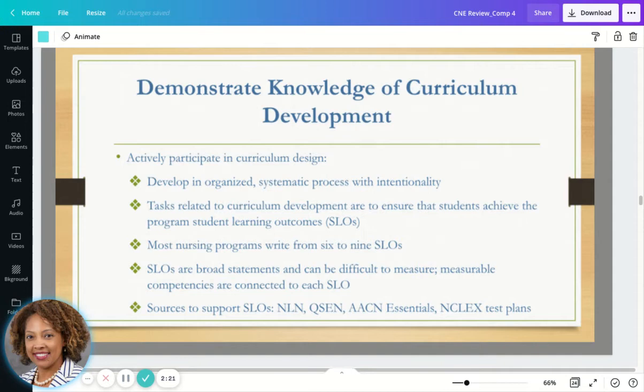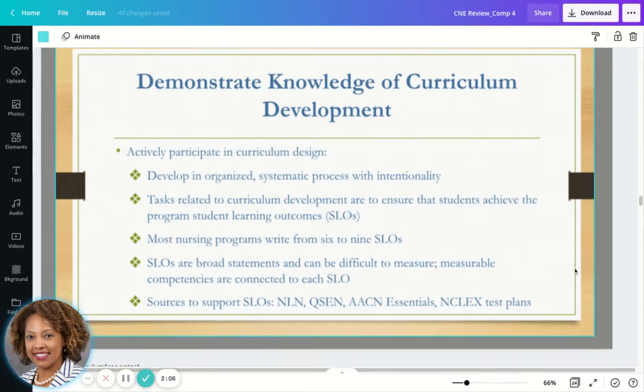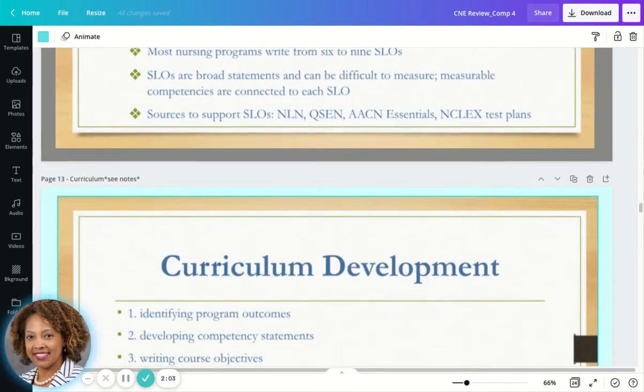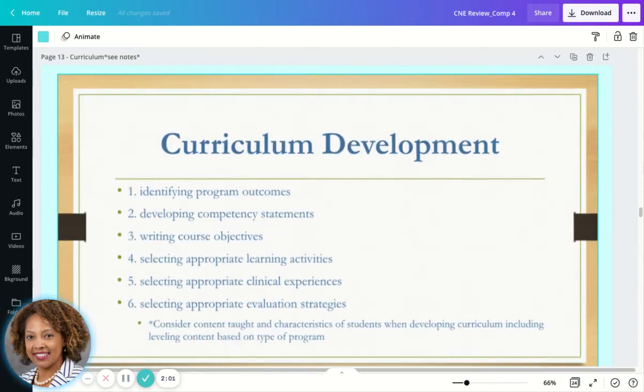Don't expect any specific questions on the CNE exam. However, all of these resources, because they're evidence-based, are free game. And the NCLEX test plan, that's a big one, right? We know that Next Gen is coming, so we need to get ready and make sure our program and our exam questions are aligned with Next Gen.